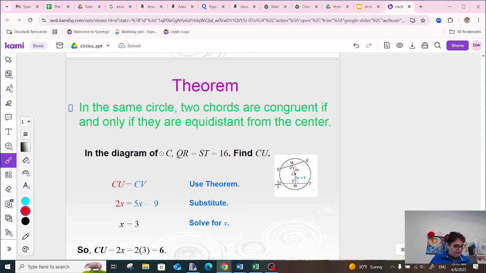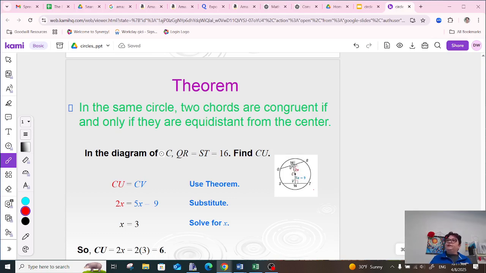Is this one not on there? I don't know why that one's not on there. That one's weird. Okay, on the back, if you have extra room, go ahead and do this one. Sorry.